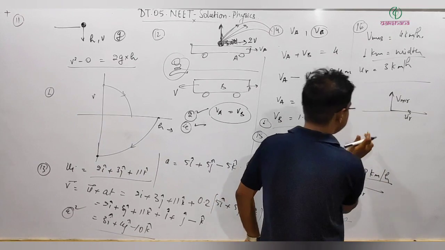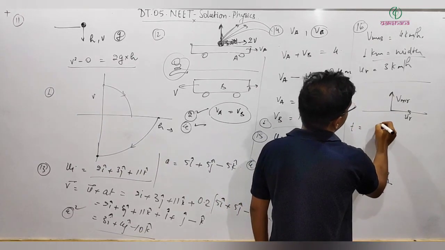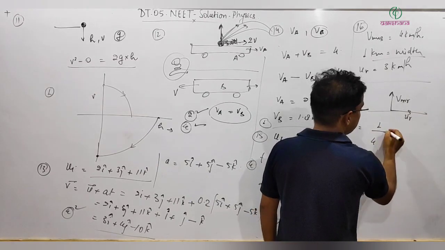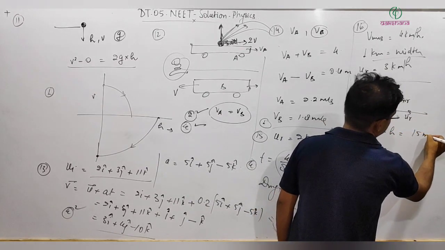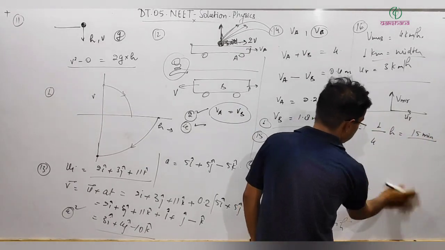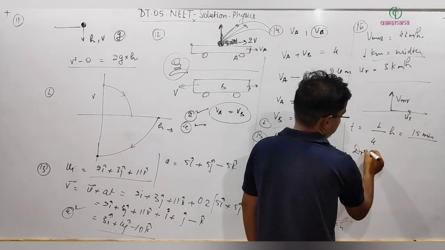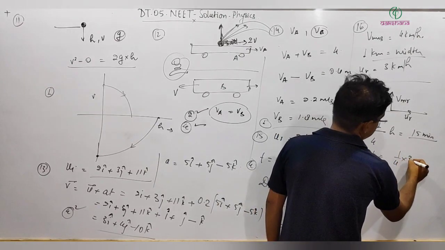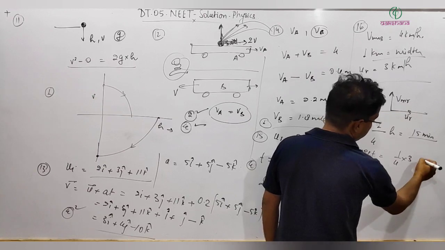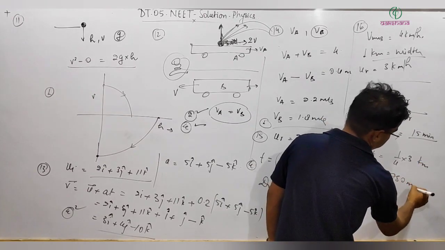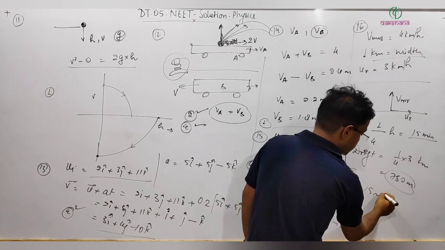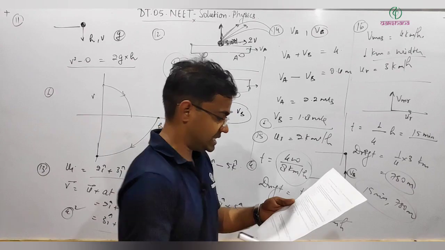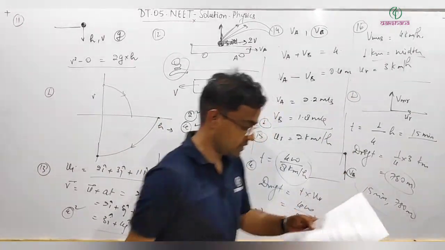So time to cross will be simply t equal to 1 divided by the velocity along this, that is 4, which is 1 by 4 hour, that is 15 minute. Next is the drift. Drift will be equal to time, that is 1 by 4 hour, multiplied by the velocity, that is 3, which in kilometer is 750 meter. So time to cross is 15 minute and drift is 750 meter. This is the answer for question number 16, which matches with option 1.